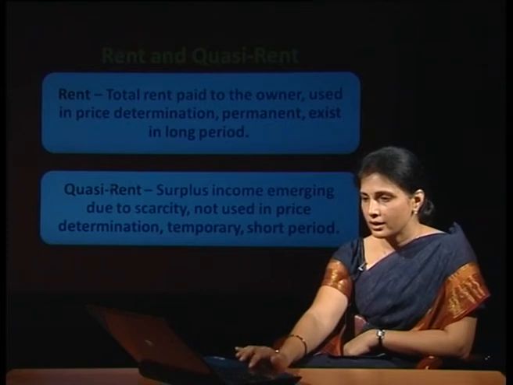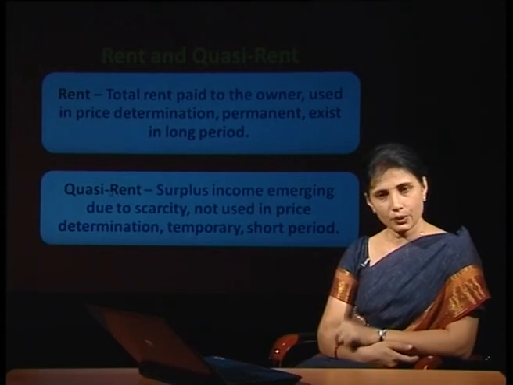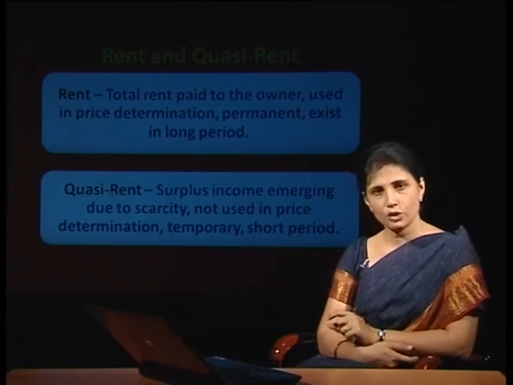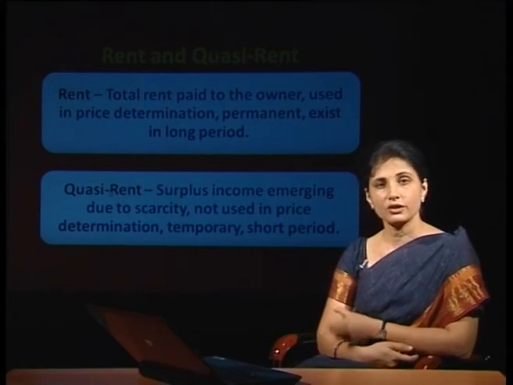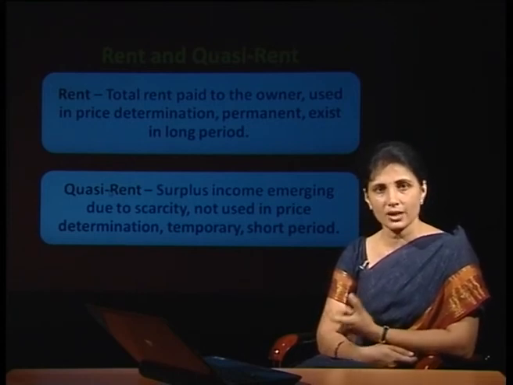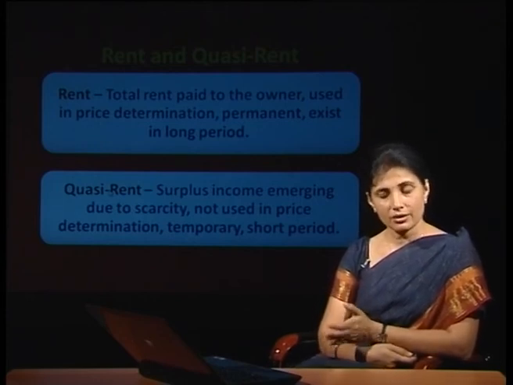On the other hand, quasi-rent is surplus income emerging due to scarcity, not used in price determination, temporary and short period. So, quasi-rent is a concept which appears because surplus is emerging out of the scarcity of the factor of production. That particular factor of production which the producer wants is scarce. And why is this factor of production scarce? Because of the time period, because the time the producer has is very short. So, that is why the factor is scarce.